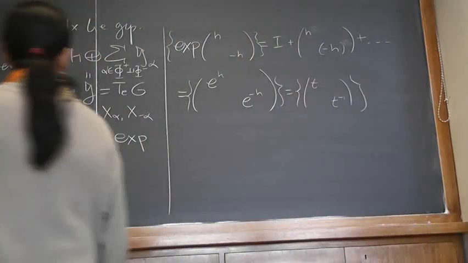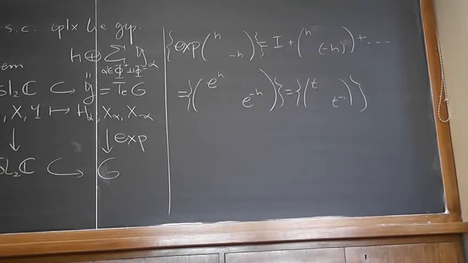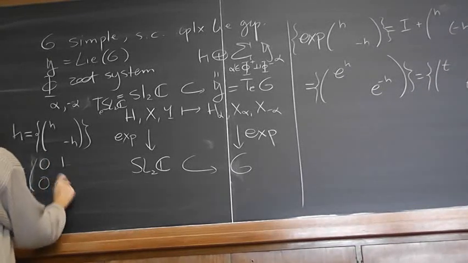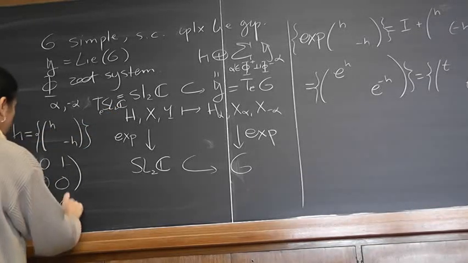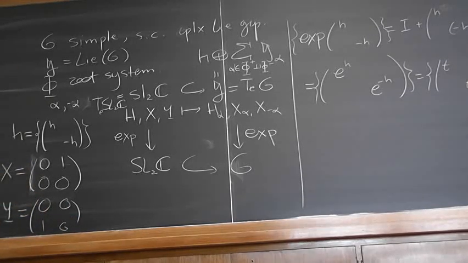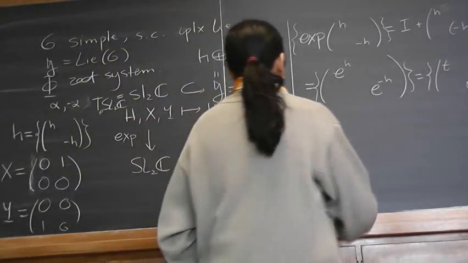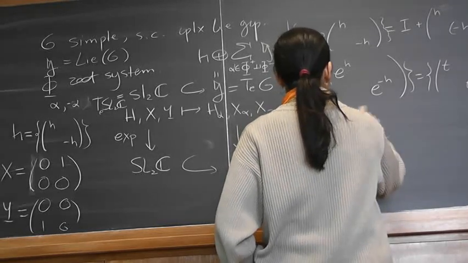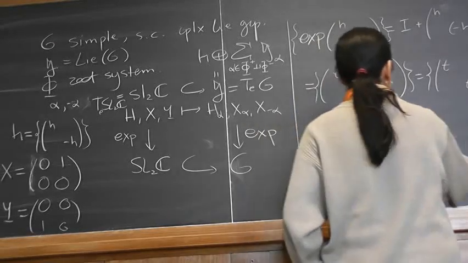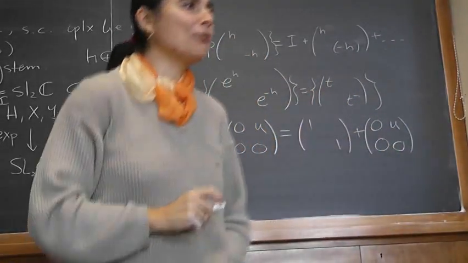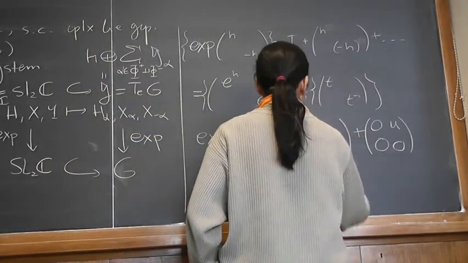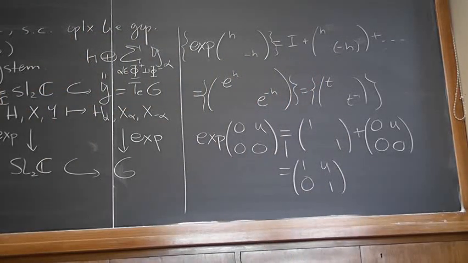Now, what happens if we're looking at the same thing for the X? Recall that X is an element of this form. So these are the generators of the SL2. So if we're looking at the span of these vectors, what if we do the exponential of, say, 0 u? So this is really 1 plus, as Fabrizio correctly reminded me, it must be the degree 1 and not the degree 2. So this will become this, and then you stop, because if you do the square, it's 0. Same for the other one.